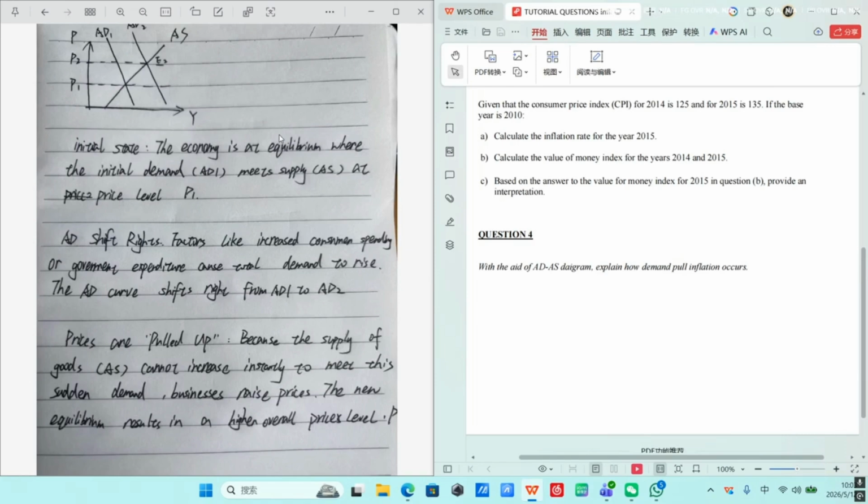But the factories and the businesses cannot magically produce more goods overnight to match this sudden spike in demand. We get a situation where too much money is chasing too few goods. As a result, prices get pulled up. Our graph reaches a new equilibrium at a higher price level P2. This upward pull on prices caused purely by excess demand is exactly what we call demand pull inflation. That's all.